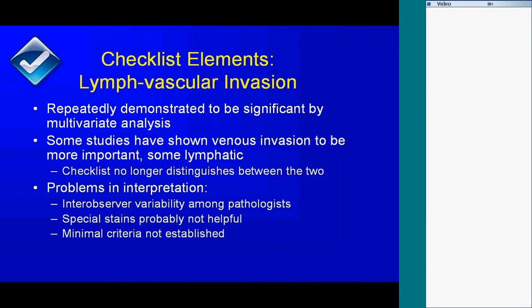The next item on the checklist is lymphovascular invasion, and this element has repeatedly been demonstrated to be significant by multivariate analysis. Some studies have shown venous invasion to be more important and some lymphatic, and the old checklist distinguished between the two, but the new checklist no longer does so. I think we're doing well if we can agree on lymphovascular invasion regardless of whether it's small or large vessel. The problems come in interpretation, as there is a great deal of inter-observer variability among pathologists. We haven't found special stains to be terribly helpful, but some people advocate use of elastin stain. And for the colon, we really haven't agreed upon minimal criteria.